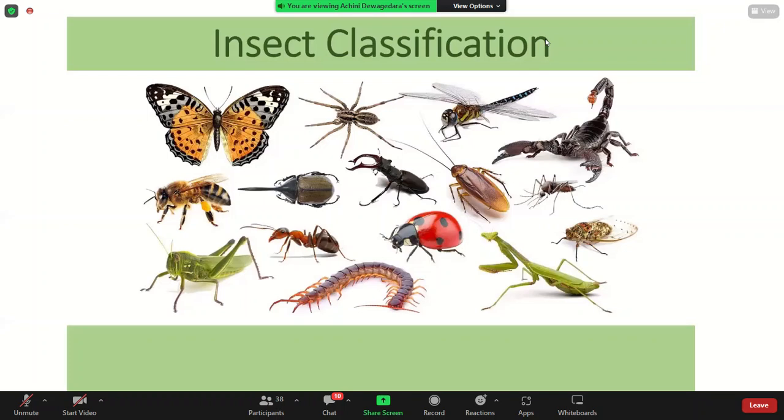Recording in progress. Right. So we are going to move forward in the insect classification. We have discussed insect classification in the second session. So now we are going to discuss Endoterygota.